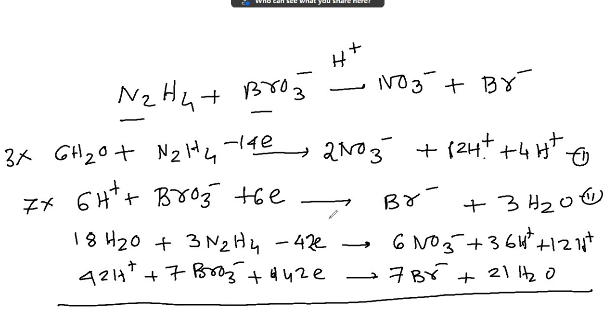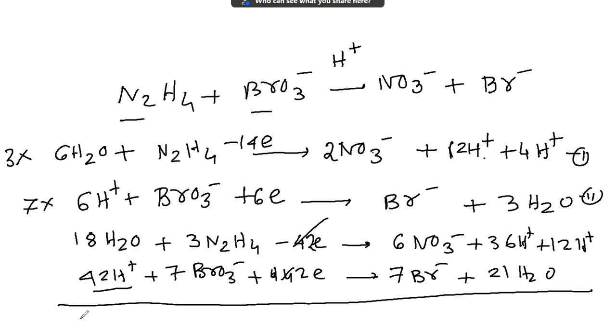Now 42 electrons gained and lost. In this case there is 42 hydrogen. In this case there is 48 hydrogen. So if I transfer 42 hydrogen to the right side, 48 minus 42, 6 H plus will be left over here on the right hand side. In this case there is 18 water, and in this case 21 molecules of water. So 3H2O should be on the right hand side.